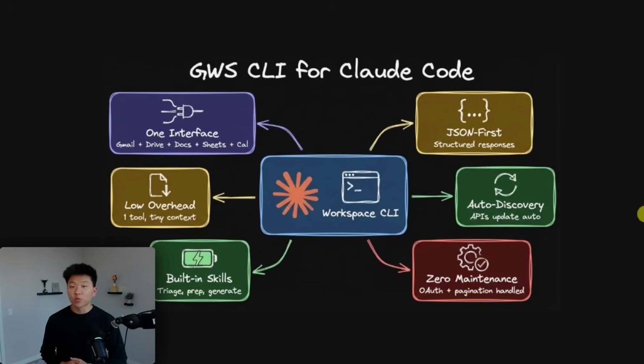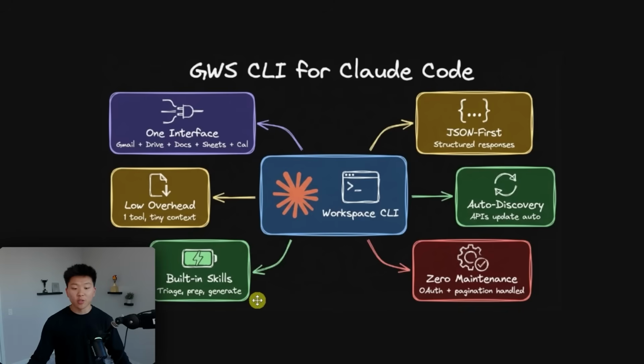So that was obviously just one quick example, but there are so many different benefits here using this Workspace CLI. The first one is that you have one interface. So basically, like I said, it was one GWS CLI that Claude Code now has access to, and it can access my Gmail, my Drive, Docs, Sheets, Calendar, Admin, and more. It's also JSON first with structured responses, so our AI agent is really, really good at working with it. We have auto discovery, meaning the CLI is pretty much always going to stay up to date automatically. Pretty much zero maintenance because we authenticate and then we're going to be good to go.